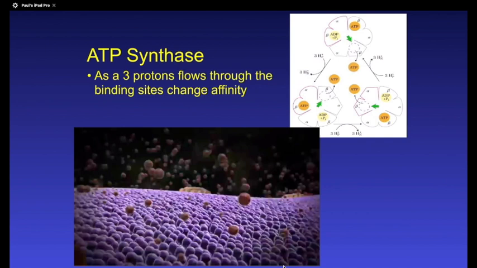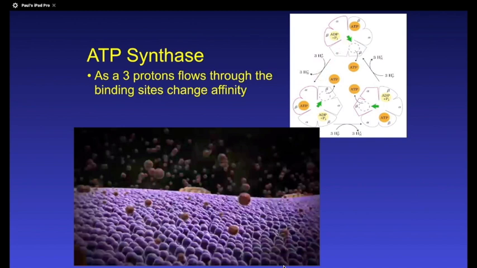Okay? In the loose, the ADP and PI are trapped together, but they're not pushed together. They're just trapped together. And when it's tight, the protein closes in on itself, and it pushes those two reactants together and stabilizes that transition state. And then protons flow, 3 of them.